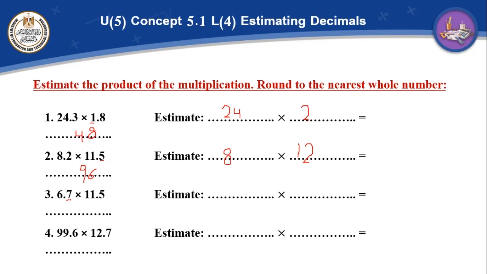6 and 7 tenths, estimate to the whole, is 7. Estimating to the whole means estimating to the ones digit, so look at the digit at the tenths place value. If it is a 6, it becomes 7. 11 and 5 tenths, the 5 is strong, so 11 will be 12. 7 times 12 is 84. Next, 99 and 6 tenths will be 100 because 6 is strong. 12 and 7 tenths, 12 will be 13, incremented by 1. So the product is 13 times 1 with two zeros at the right. You get 1,300.